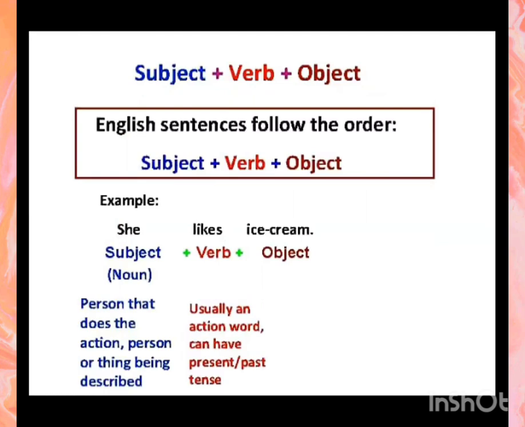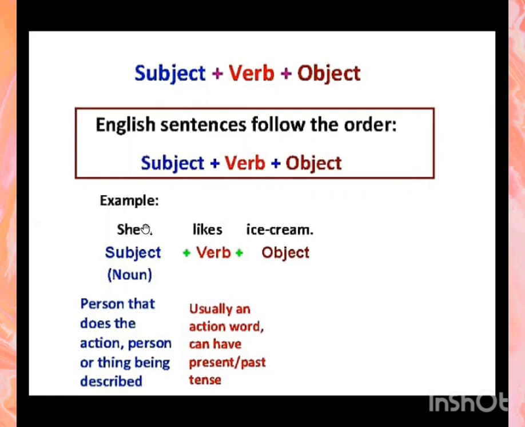We have one more slide to show you a better explanation of this concept. Subject plus verb plus object. Dear students, object is the remaining part of the sentence apart from the subject. English sentences follow this order always. Subject, then verbs come in between, and then object comes.